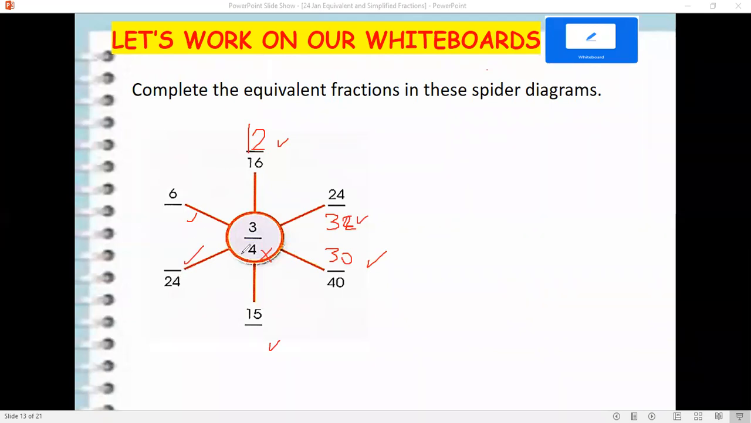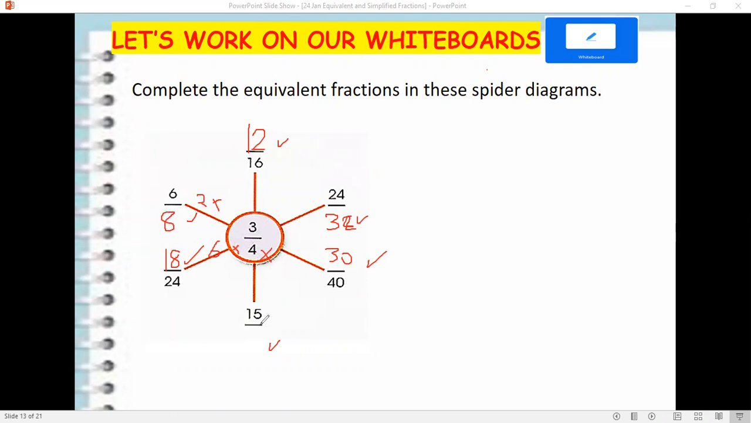Now another one. It's the denominator again. So we will check what did we multiply in 4 to give us 24, or 24 divided by 4 is 6. We multiplied it by 6. So 3 times 6 is 18. Now here, what did we multiply in 3 to give us 6? We multiplied it by 2. So 4 times 2 is 8.